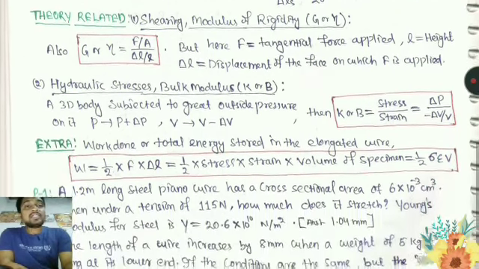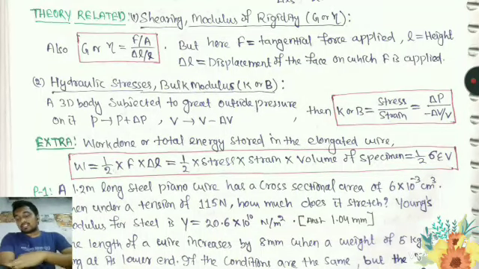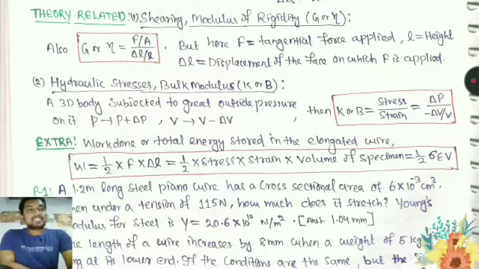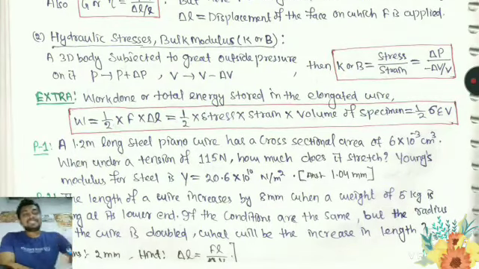Hydraulic stress or bulk modulus is stress by strain, delta P by (minus delta V by V). Okay, this is important. Extra is important always. Work done or total energy stored in an elongated wire is half into F into delta L, or half into stress into strain into volume of specimen, where sigma is stress, epsilon is strain, and V is the volume of the specimen. Okay, this is all. Going to the next question.